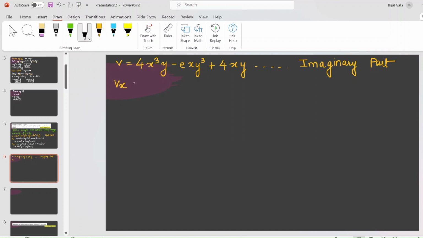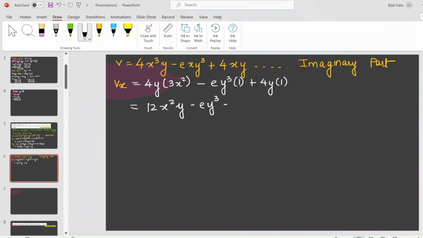Again, when you're calculating Vx, x is a variable, 4y constant, 3x square is a derivative of x cube, ey cube constant, derivative of x is 1, 4y is constant, derivative of x is again 1. On simplification, I'll get 12x square y, negative ey cube, and 4y. Let's move on to vy.